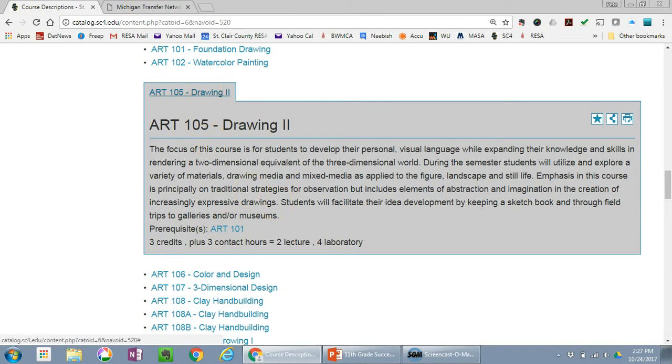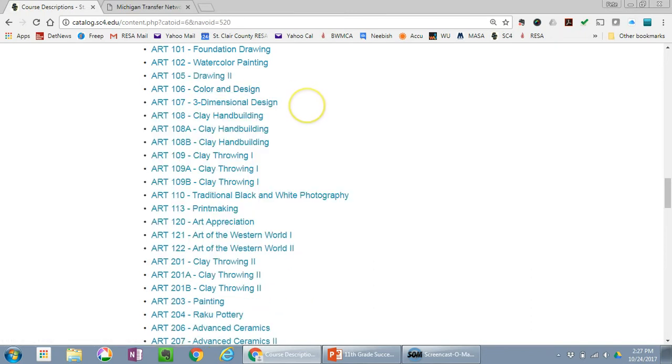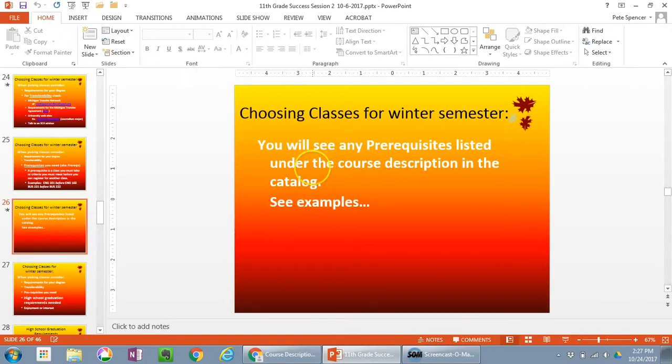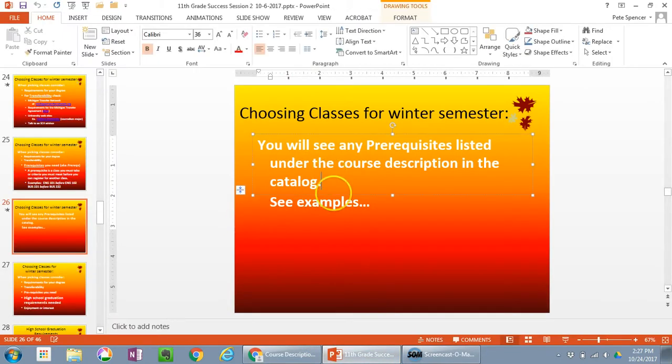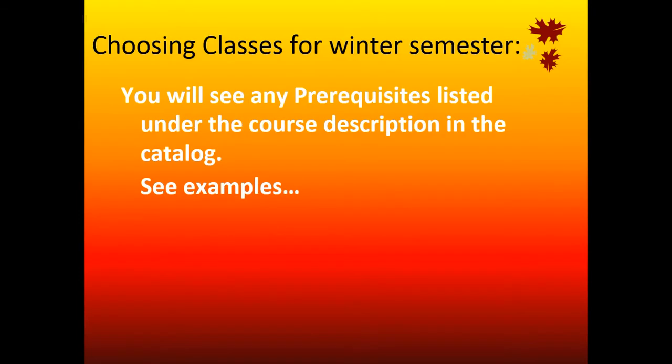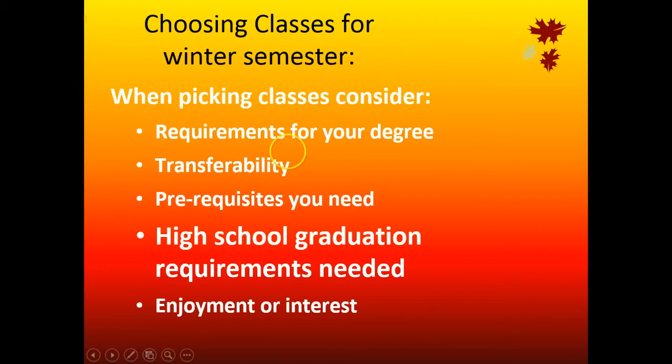So any classes you're thinking about taking, check them out, see if there's a prerequisite. It's either another course you need to take first, or you have to have a certain test score on the Accuplacer or the SAT. Okay, so that's how you check prerequisites. Again, we're willing to help. If you're not sure, come see one of us.